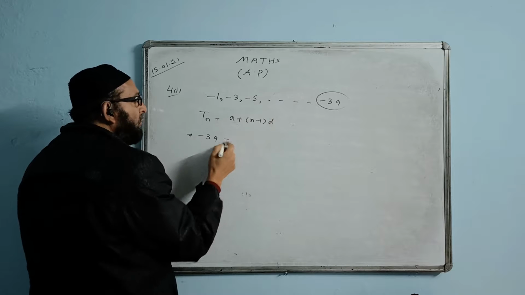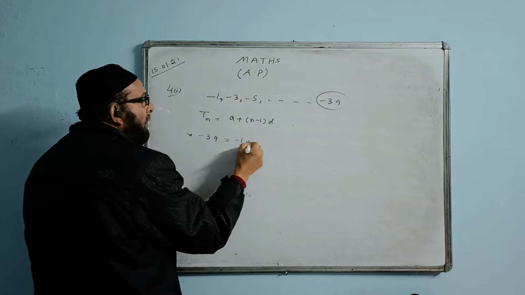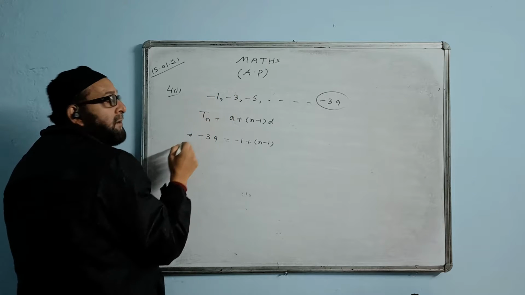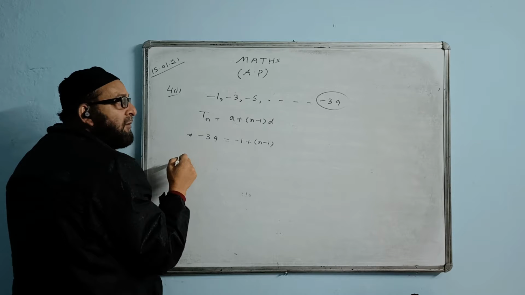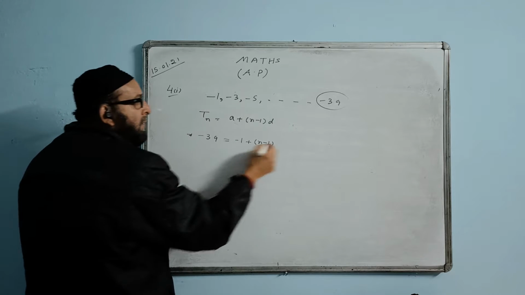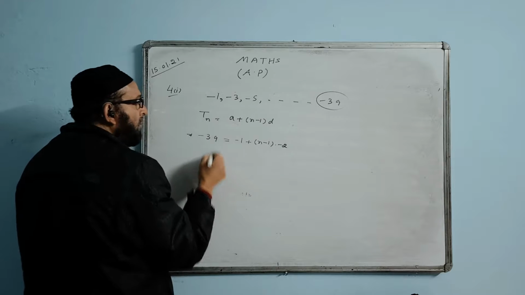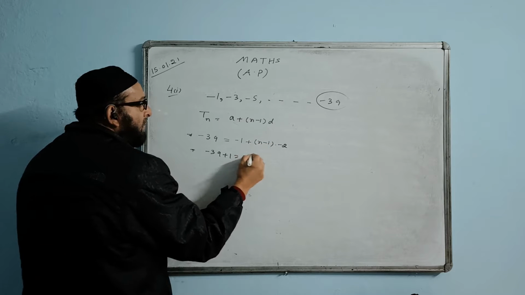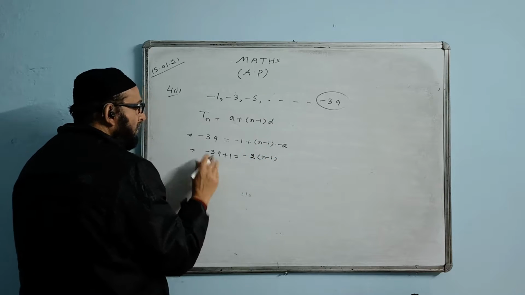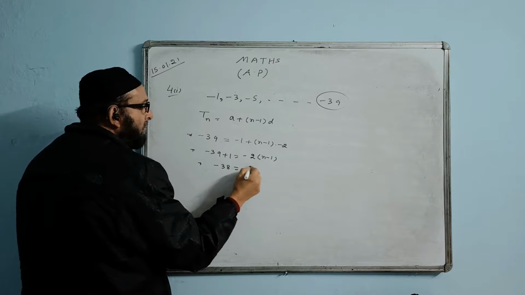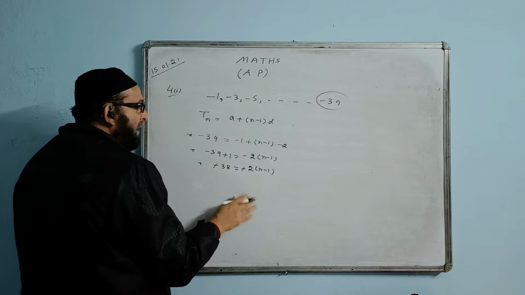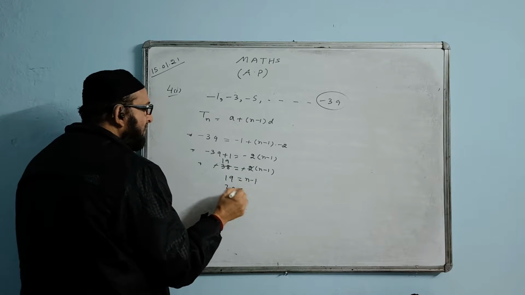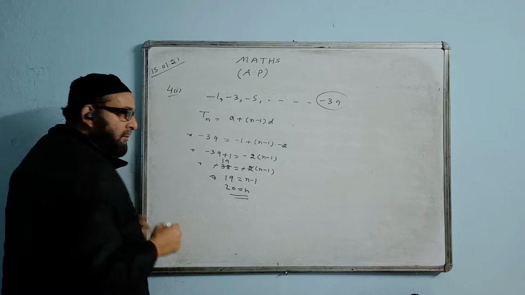Let this be the nth term; we don't know, that only we have to find. The a value is minus 1. The d value is how much? How do you find it, this minus this? The common difference is minus 2. Now get the answer. Minus 1 comes to this side, you get minus 39 plus 1. This will come with minus 2 into n minus 1. So this will become minus 38 is equal to minus 2 into n minus 1. Minus, minus cancel, and 2 and this will go: 19. You get 19 is equal to n minus 1. So 20 is the value of n. Finished. Got it?